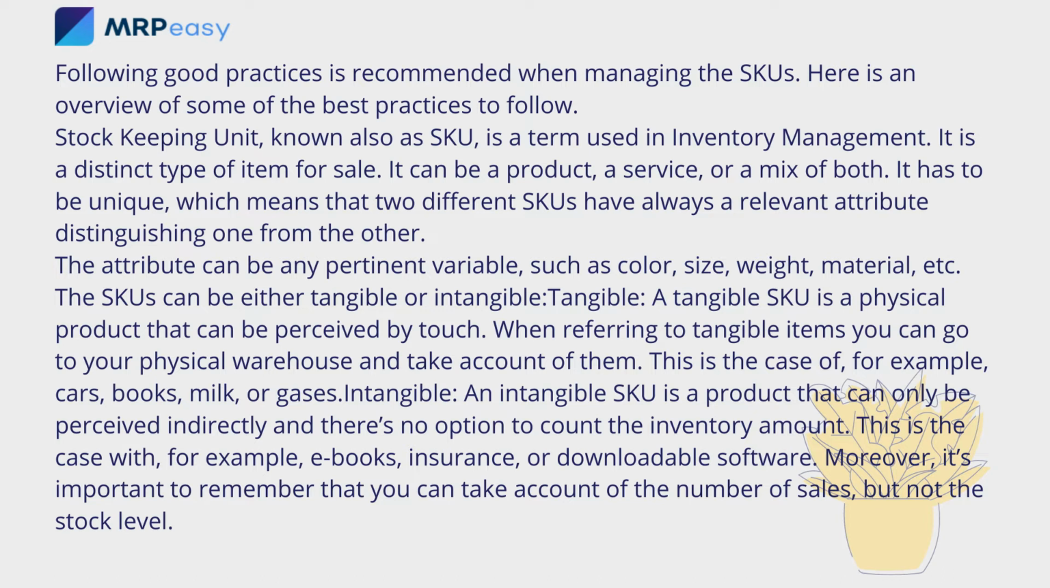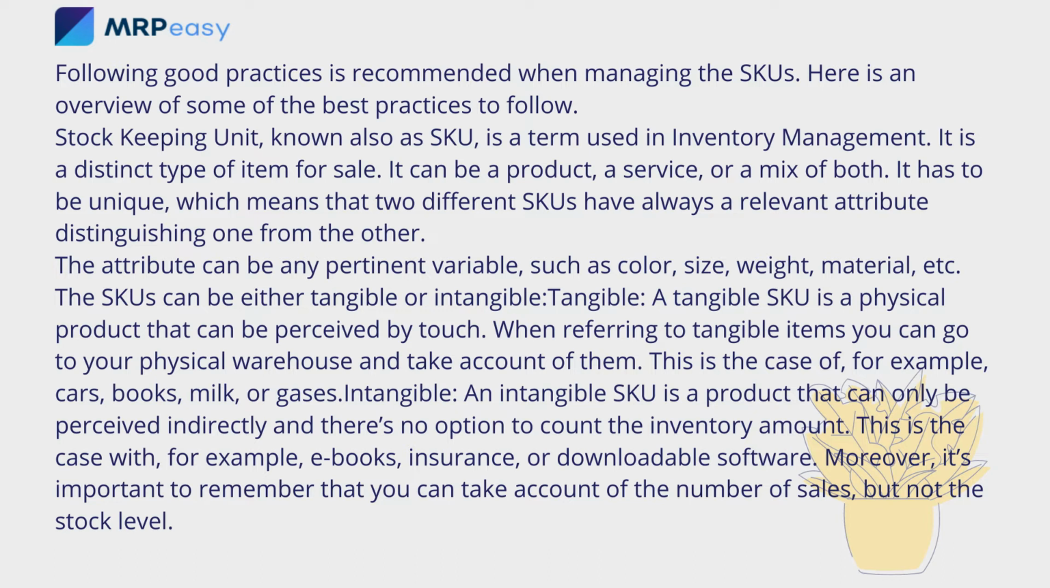Stock Keeping Unit, also known as SKU, is a term used in inventory management. It is a distinct type of item for sale. It can be a product, a service, or a mix of both. It has to be unique, which means that two different SKUs always have a relevant attribute distinguishing one from the other. The attribute can be any pertinent variable, such as color, size, weight, material, etc. The SKUs can be either tangible or intangible.